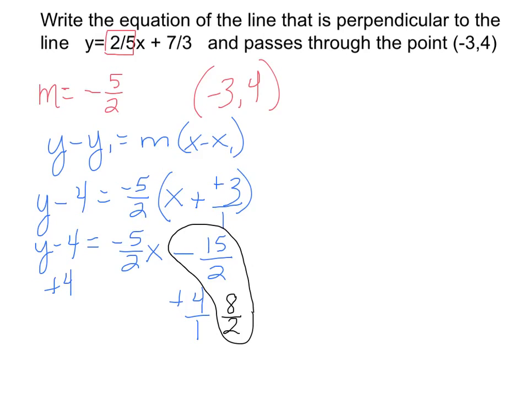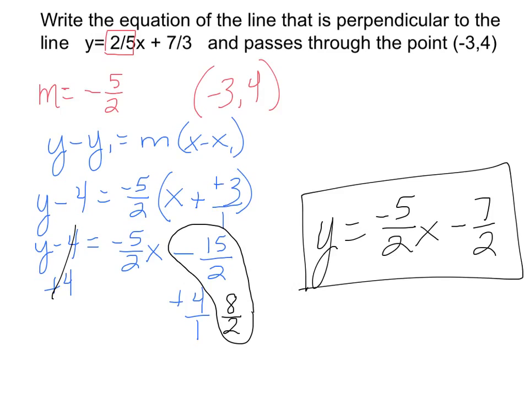So then my equation is going to end up being y equals negative 5 halves x, and then I have a negative 15 halves with a plus 8 halves. That's going to end up giving me a negative 7 halves. There's your equation.